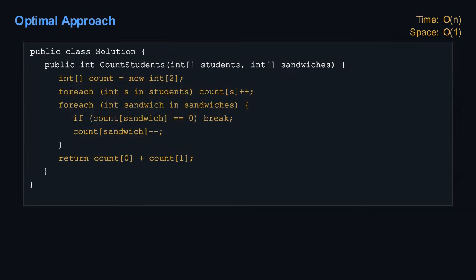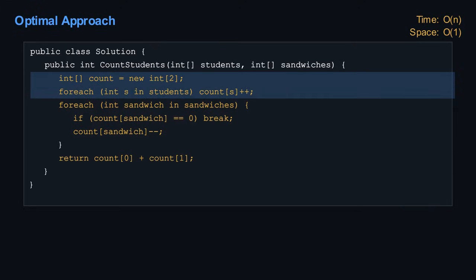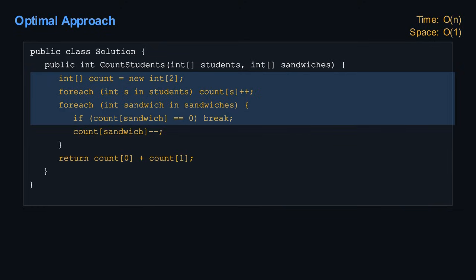The key insight here is that the order of students only matters for who is currently at the front. What truly determines if students can eat is simply the count of each preference type versus the count of each sandwich type. We can pre-calculate how many students prefer circular sandwiches and how many prefer square ones. Let's use an array of size 2 for this, where index 0 stores the count of students wanting circular and index 1 for square. We iterate through the students once to populate these counts.